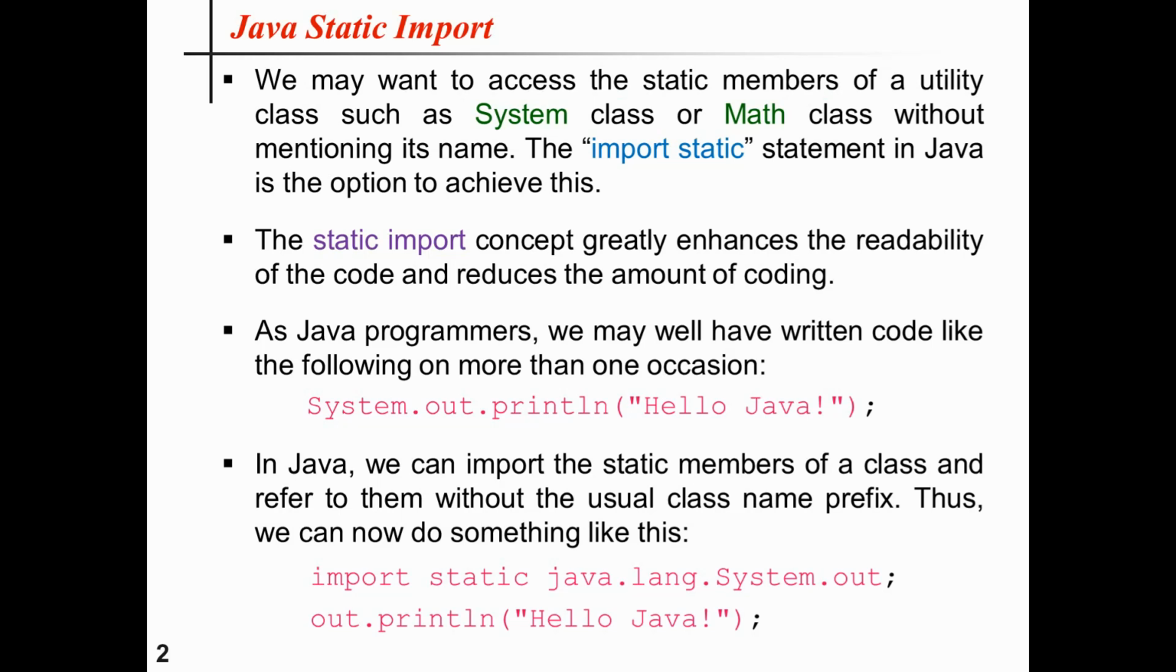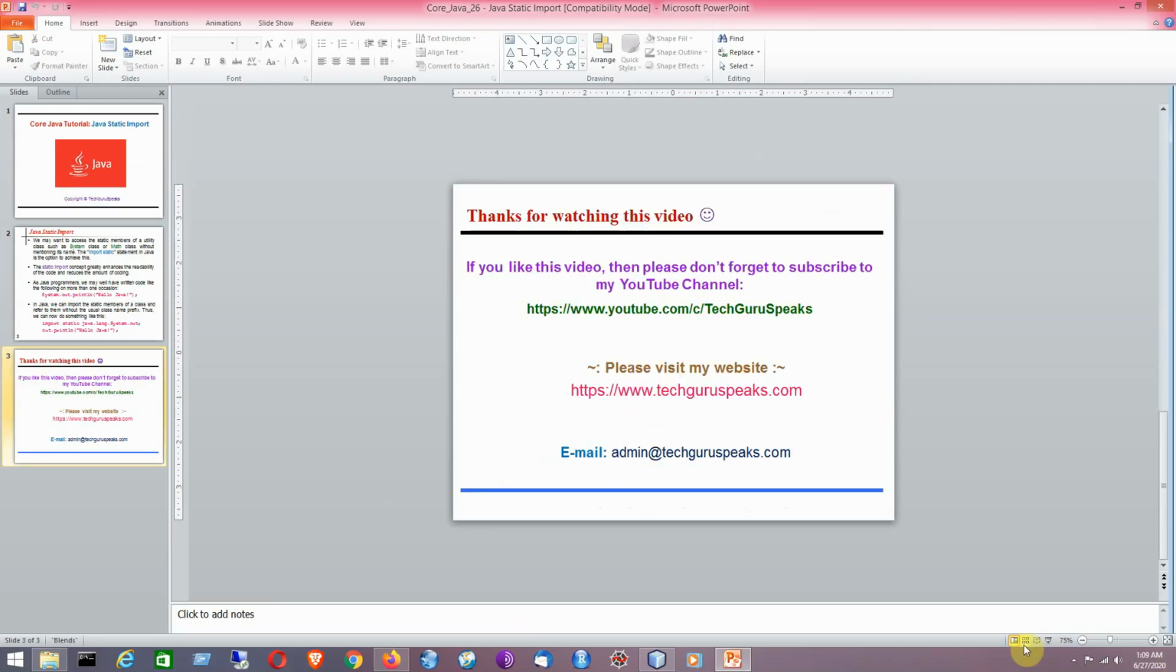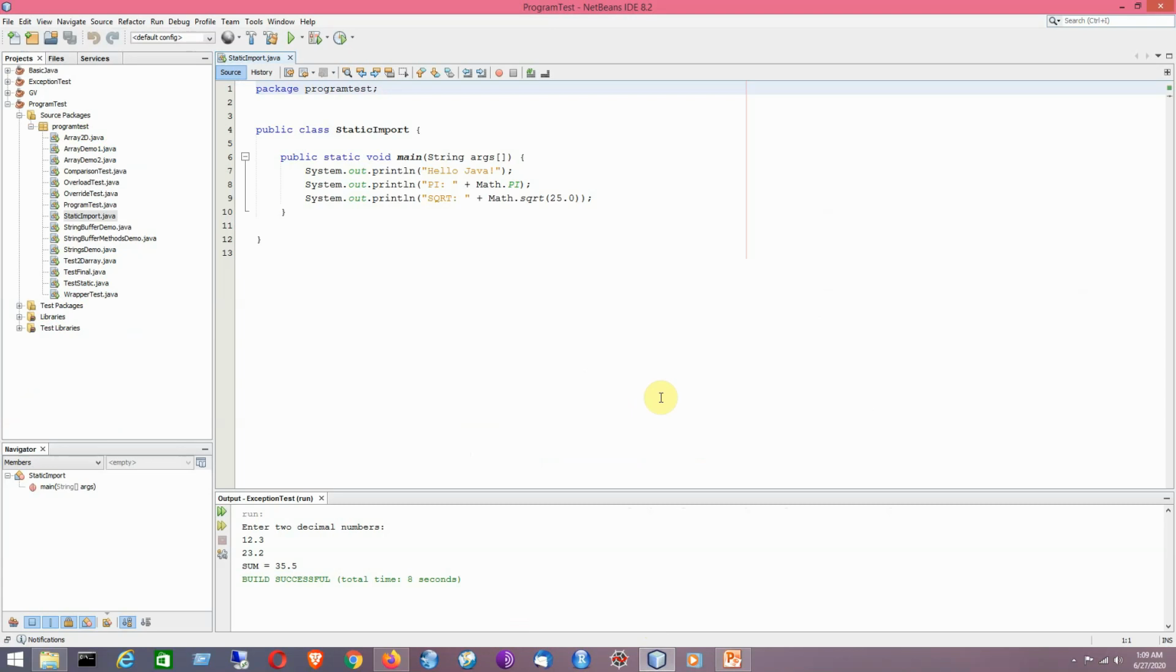Now I will be giving you coding examples in support of the concept of static import. So let's move to the NetBeans IDE for the coding demonstration. For example, we have this kind of code. We have three simple statements. All of these are basically representing SOP, that means System.out.println statements. The first SOP prints "Hello Java". In the second one we are going to print the value of pi, and in the last one we are going to compute the square root value of 25.0.